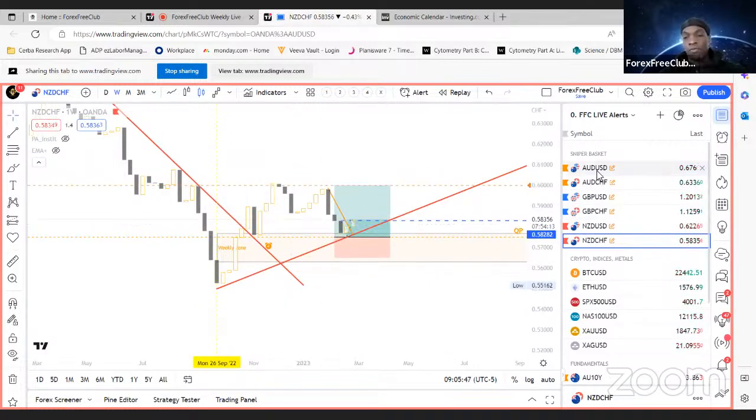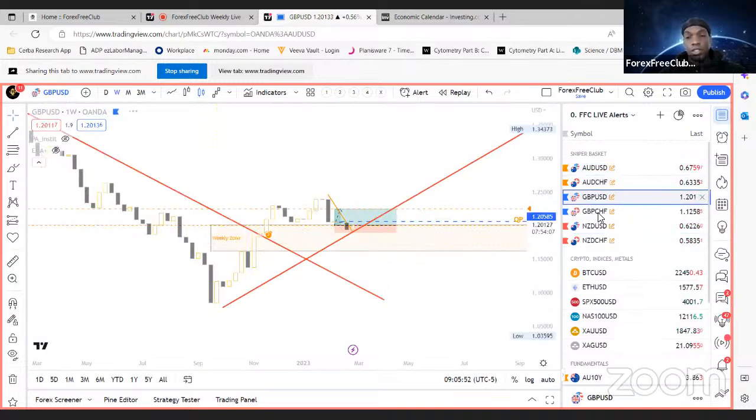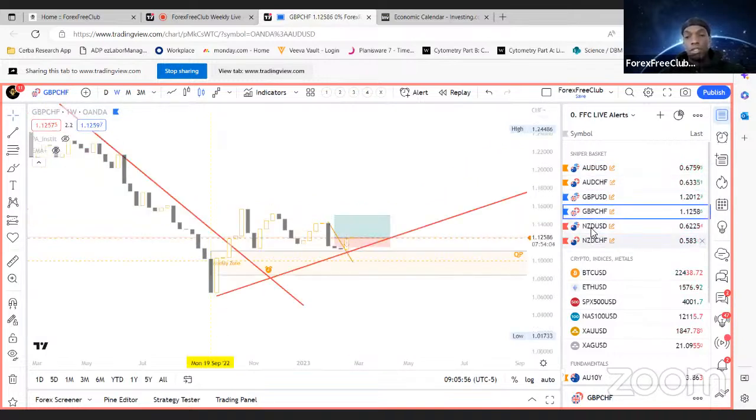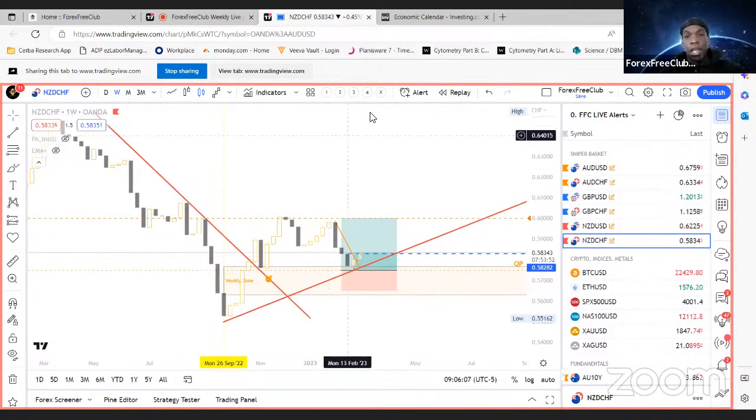So just to run back through, AU is at entry, GU is at entry, G Swiss is at entry, and I believe that was it. NZD/USD and NZD Swiss franc are not at our entries as of yet. So we'll take a little break right there, and we'll look at the economic calendar before we get into the fundamentals.